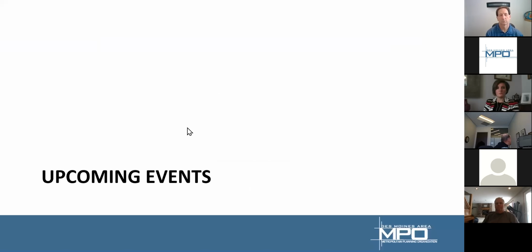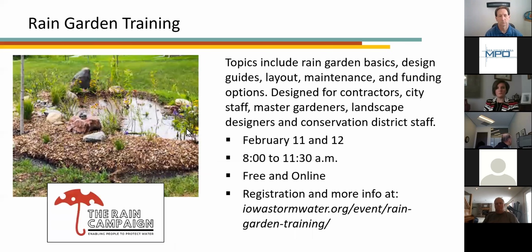Item 21 is upcoming events from Gunner. Good afternoon, everyone. One event to make sure you are aware of coming up very soon here. The RAIN campaign is helping to put on a rain garden training. It's 2 days, 2 mornings, free and online. Topics include all rain gardening basics as well as design guidelines, layouts, maintenance, funding options, etc. Registration info is on the screen there. Otherwise, it's a quick Google. That's it for me, unless you have any questions. Any questions for Gunner? Gunner, thank you.